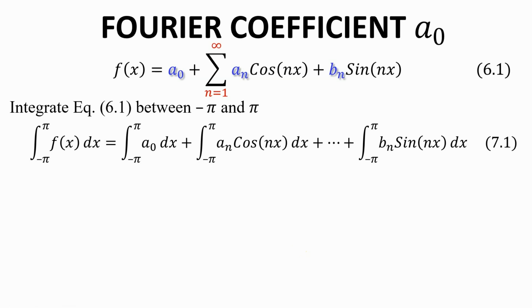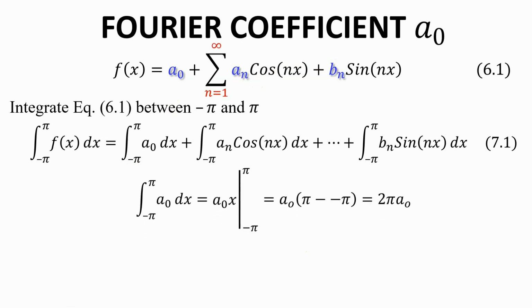So if we integrate, we can see clearly now equation 7.1. Here we are having a definite integral from minus pi to pi. So we have this expression. As you can see, it's very simple. We integrate a naught from minus pi to pi dx. We integrate an cos nx from minus pi to pi. We integrate bn sin nx from minus pi to pi. So we have equals 7.1.